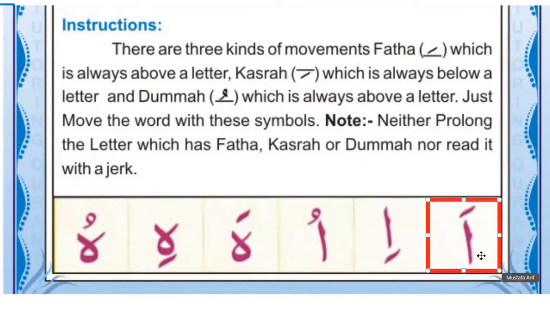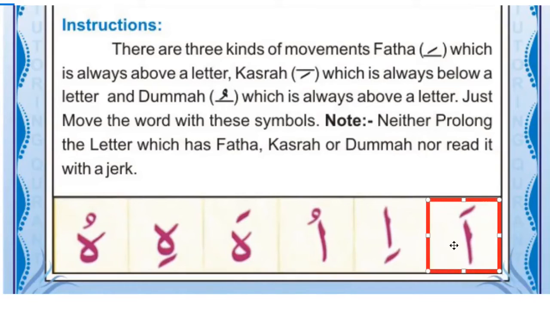For example, the first one, let's practice it. The first box here is alif, but when alif has any sign of movement, we will call it hamza. Then it will not remain alif. So hamza has a dash on its top, which we call fatha. So we will read hamza fatha, or you can also read alif fatha, A. Did you see alif fatha A?